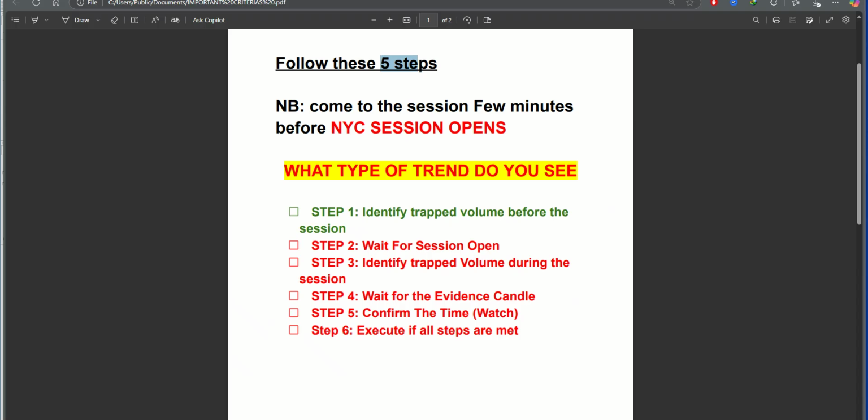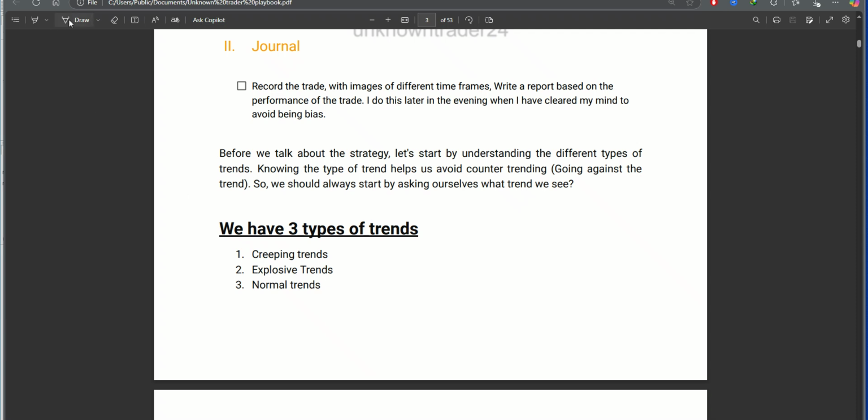Let's go to what you do. Okay, the first question you ask yourself is, what type of trend do you see? Because if you see a trend, that means you need a different strategy for the trend. Okay, and that will highly depend on the type of trend you see. As you can see here, I've given you different kinds of trends in this book. It's in the description, by the way.